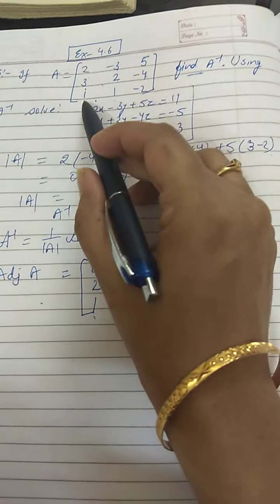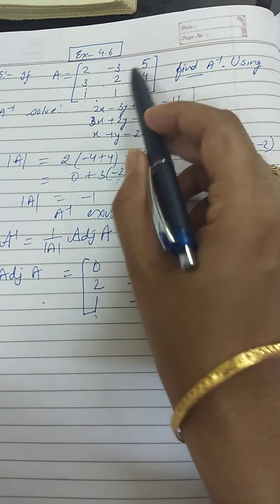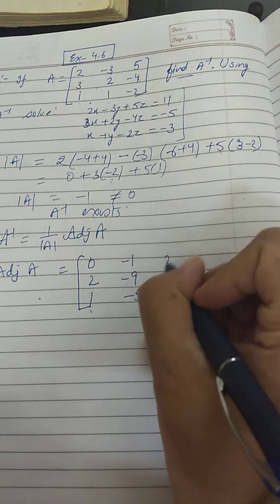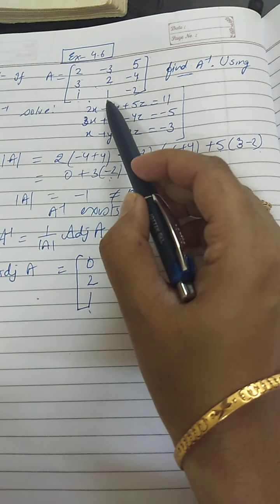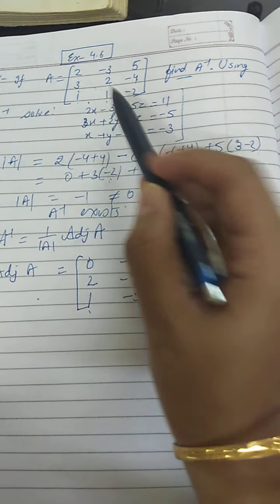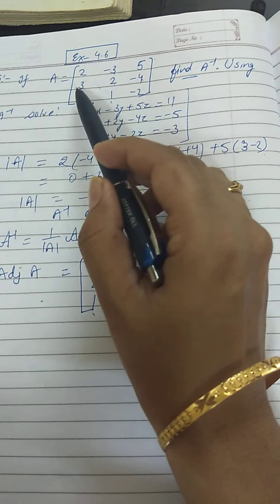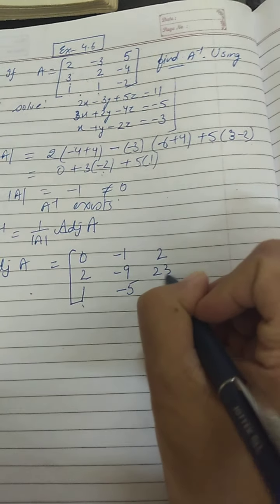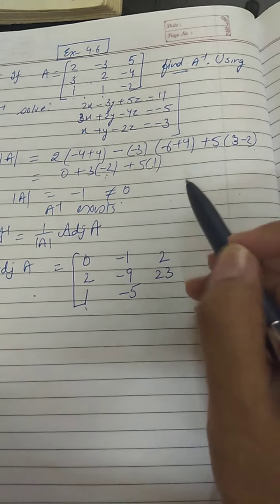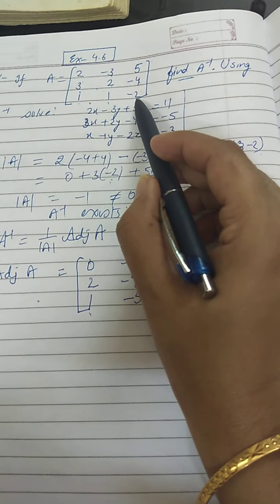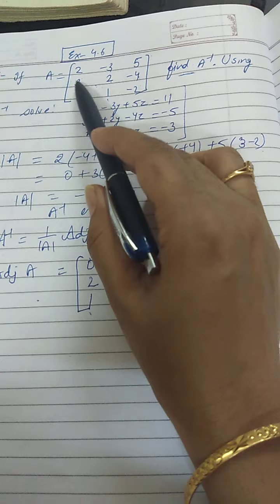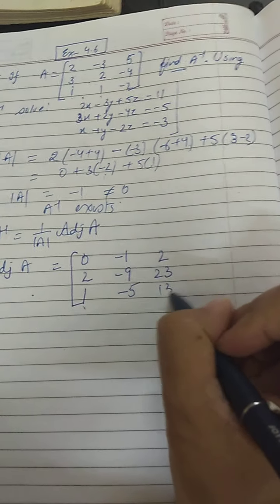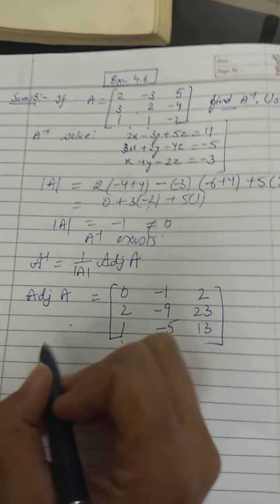Now the cofactors of the third row, it will be 12 minus 10, that is 2, and this is even position, so 2 will come. The cofactor of this, minus sign will go, and it is minus 8 minus 15, that is minus 23, but minus sign is already there, so it will become plus 23, and the cofactor of this will be 4 plus 9, that is 13, and plus sign. So this is the adjoint.